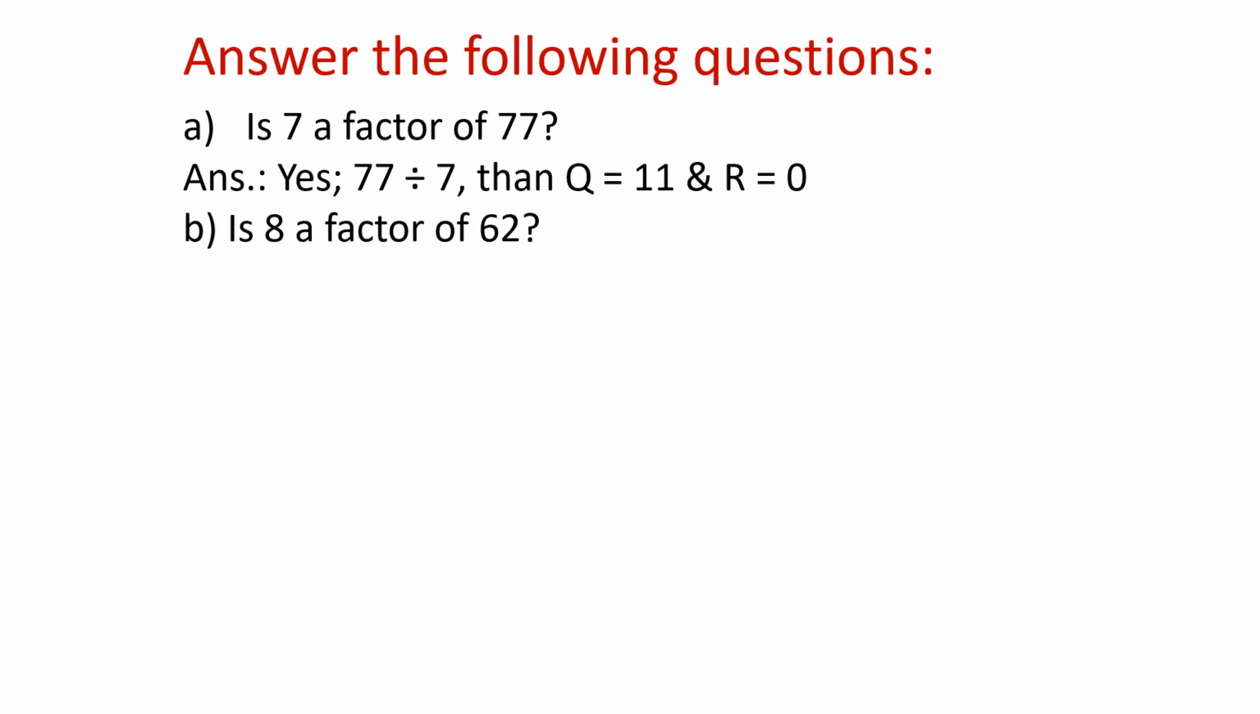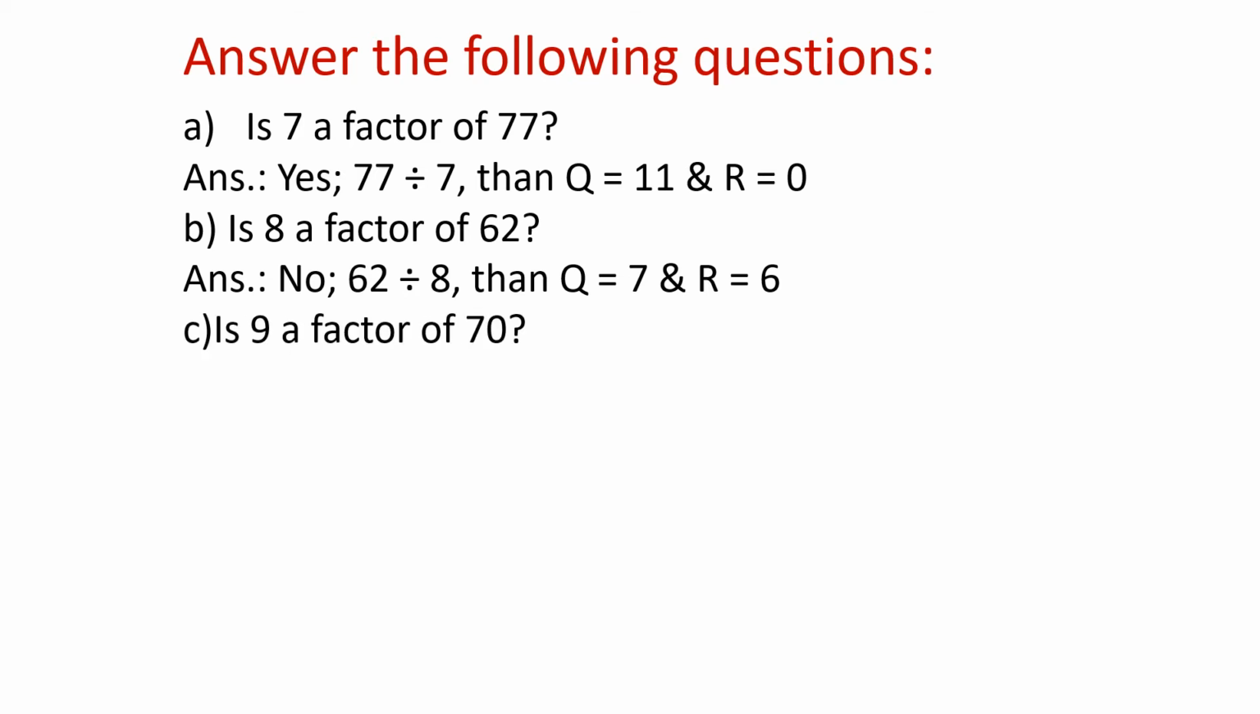Question number B. Is 8 a factor of 62? And the answer is no, because if we divide 62 by 8, then the quotient is equal to 7 and the remainder is equal to 6. And if the remainder is not equal to 0, we can say that 8 is not a factor of 62.